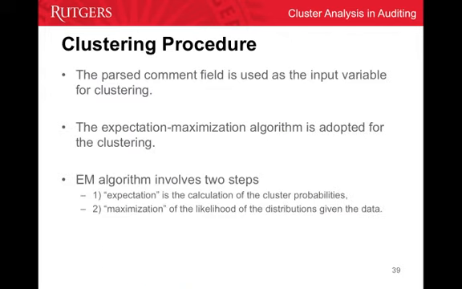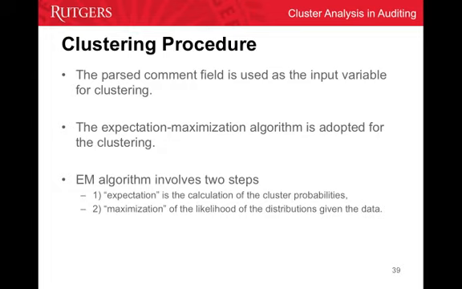So we use this parsed comment field as the input variable for our clustering procedure. And because neither the distribution of the input variables nor other parameters necessary for cluster analysis is known, we use the expectation maximization algorithm for this clustering method.